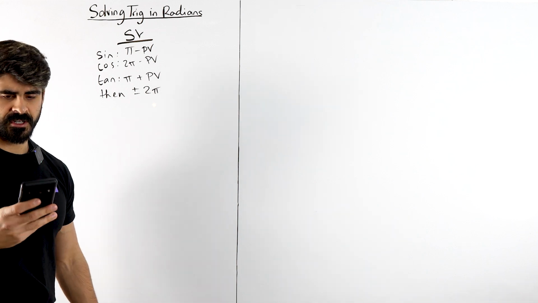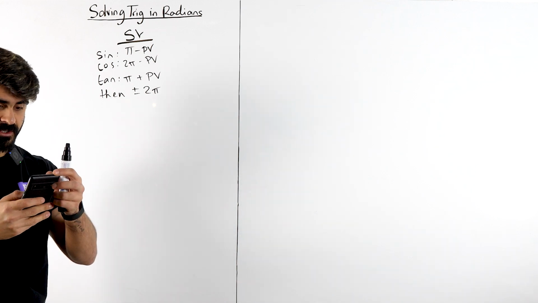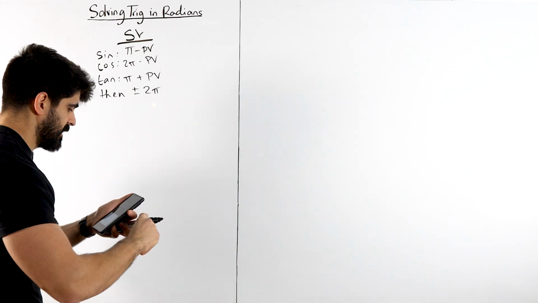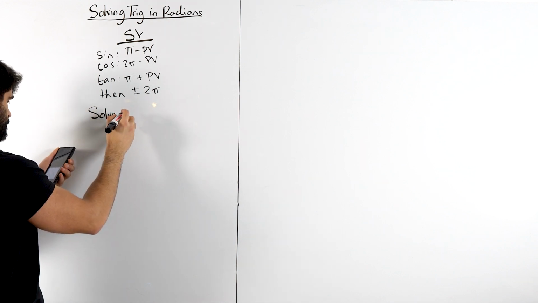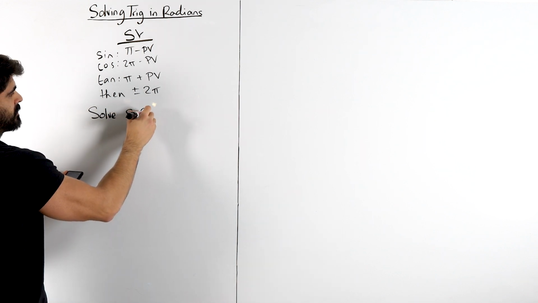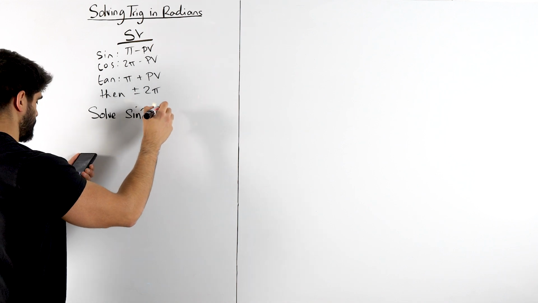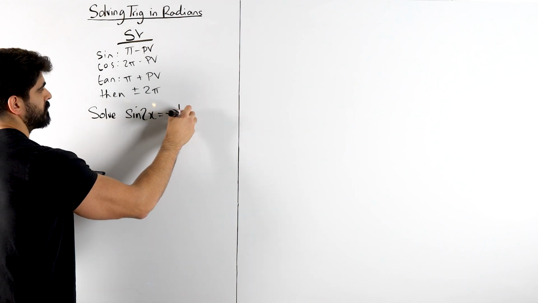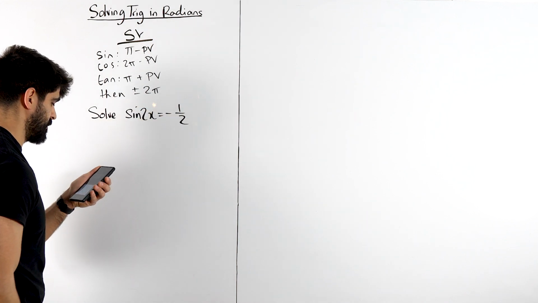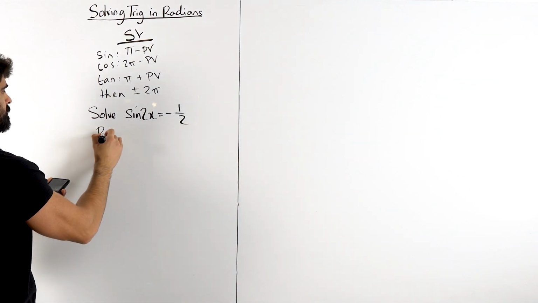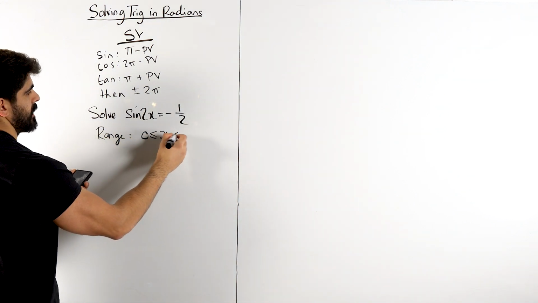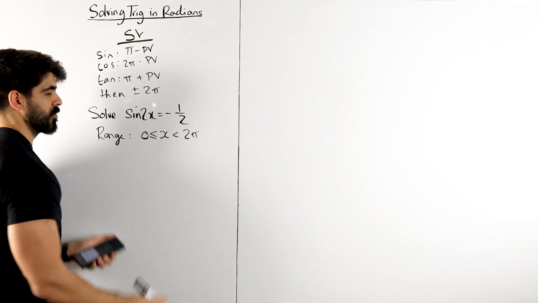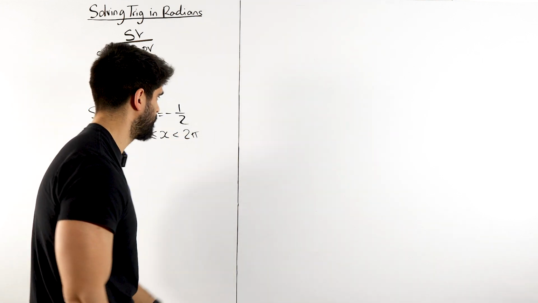So the first question I wanted to go through with you guys was a nice and easy one, kind of, is solve sine 2x is minus a half, and the range I'm giving you guys is between 0 and 2 pi. What's 2 pi? 360 degrees, remember.